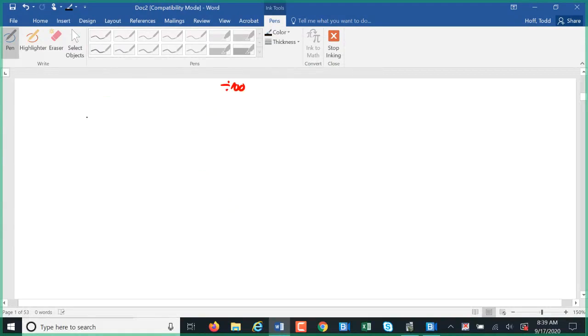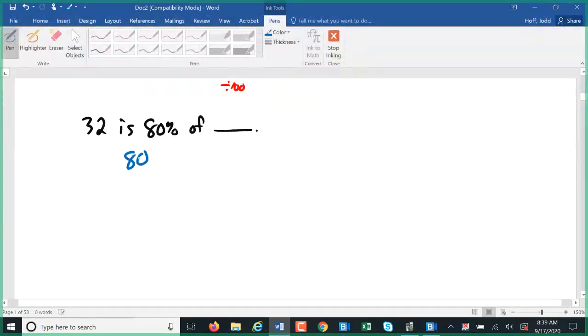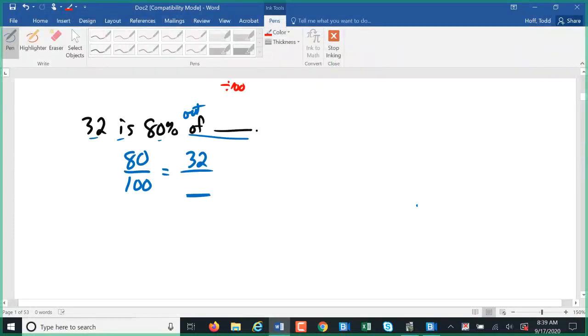Well, we might have 32 is 80% of blank. So we're going to start out with the percent again. 80% is 80 out of 100. 32 is 80%. That implies the 32 goes with the 80. Of blank, if we read that as out of blank, implies that missing number goes on bottom. So now you'll see that the missing number's in a different spot in our proportion. But the process, the calculation is still going to be exactly the same.